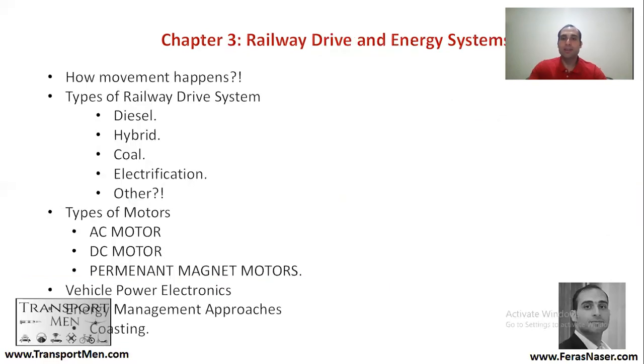Now, the third chapter is about railway drive and energy systems. And by this, I mean how does railway move, how do trains move, where do they get their energy from, and how does movement happen. So you would be thinking, for example, the train is getting electricity from the overhead line, and this is moving through a group of power electronics until it reaches the motors, which run and drag the train, which pass the movement to the axle, and the axle passes the movement to the wheels.